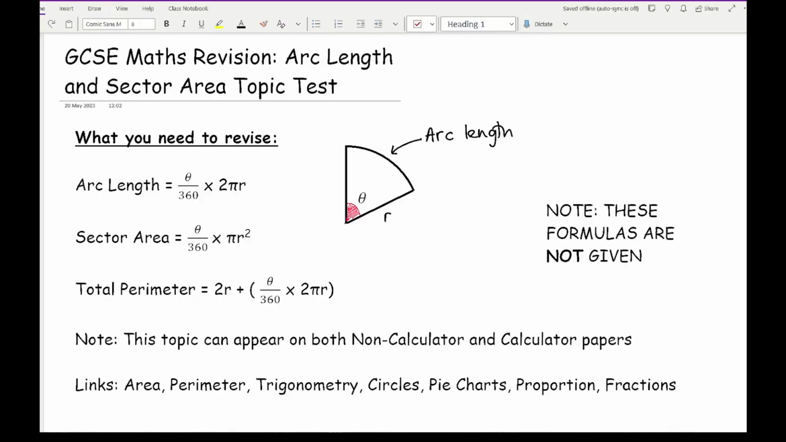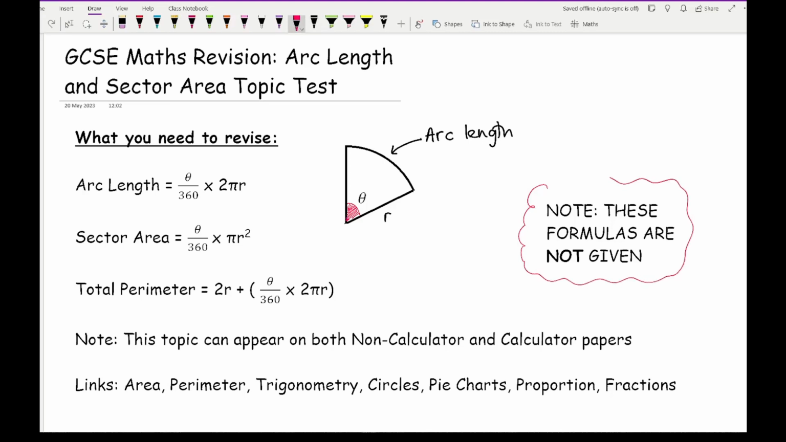Now before we get started working through some arc length and sector area questions, let's just have a quick overview of what it is you've actually got to revise. In terms of the formulas for arc length and sector area, you do need to revise these formulas as they are not given in the exam. So again, this is going to be a set of formulas that won't be attached to any of the questions, like surface area and volume of a 3D complex shape, or a non-prism shape I should say. So they do need to be learnt.